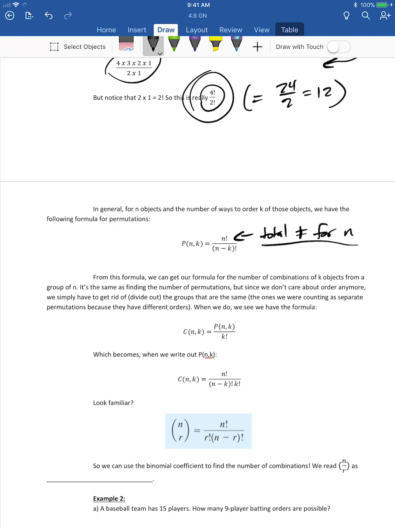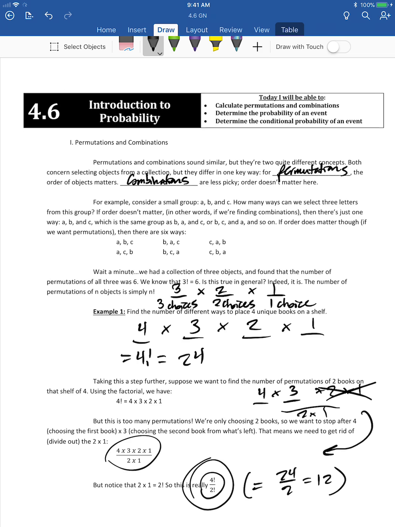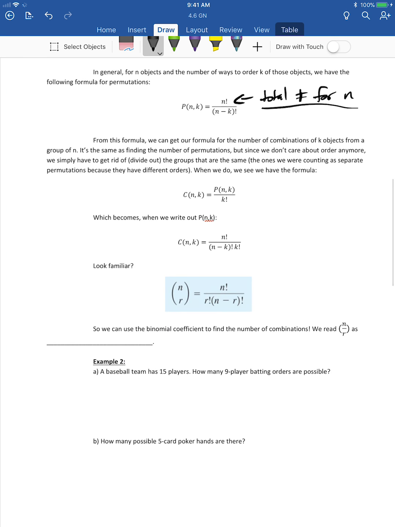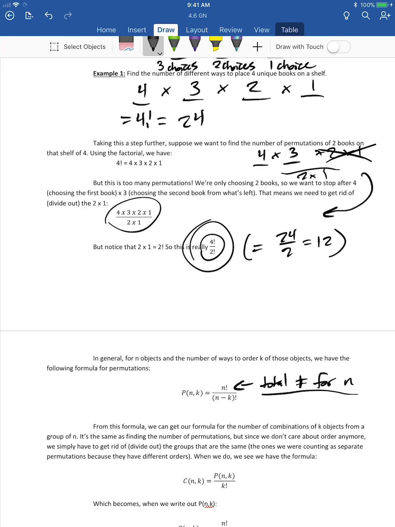Now from this formula, we can derive our formula for the number of combinations of k objects from a group of n. So we're starting the same way. We want the number of permutations, but since we no longer care about order, we have to divide out the groups that are the same. In permutations, just like up here, we're counting different groupings differently because their order is different, but combinations don't care. Combinations are fine with A, B, and C, and A, C, and B being counted as the same.